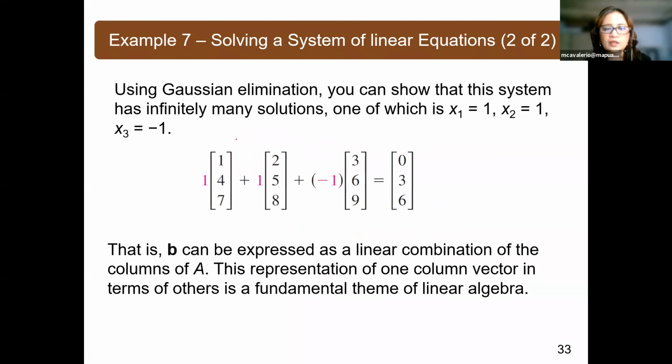Now, using Gaussian elimination, we can show that this system has infinitely many solutions, and one of which is just x sub 1 equals 1, x sub 2 equals 1, and x sub 3 equals -1. So if we substitute x sub 1, x sub 2, and x sub 3 in the linear combination, we will be able to see that it is really a solution since it satisfies the equation. That's why it says here, B can be expressed as a linear combination of the columns of A. This representation of one column vector in terms of the others is a very important fundamental theme of linear algebra.